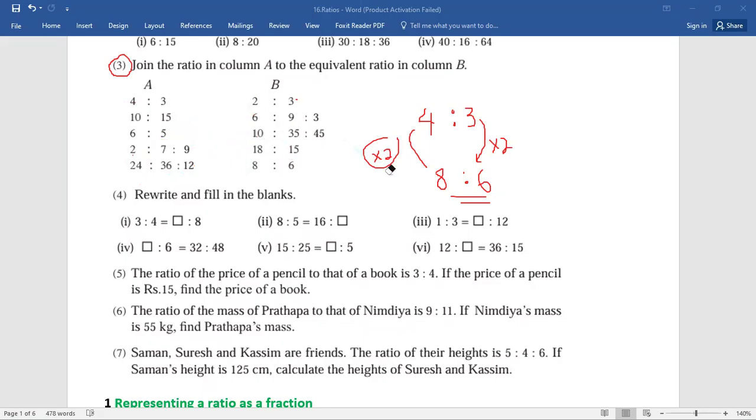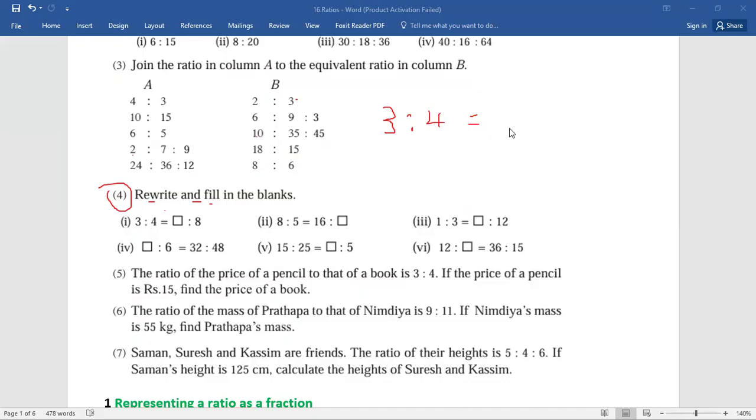When it comes to the lesson, I will go back to the board, right? So you need to catch the pattern, right? Here, number 4, rewrite and fill in the blank. So you have to rewrite this one, right? 3 to 4, right? 3 to 4 equals, here you have blank space, and 2, 8.